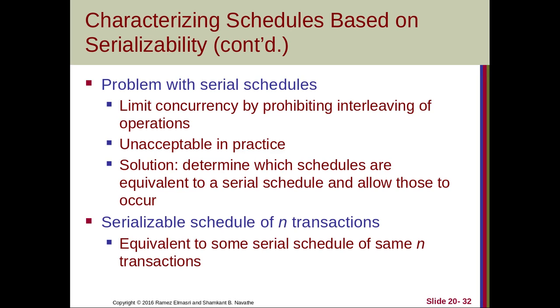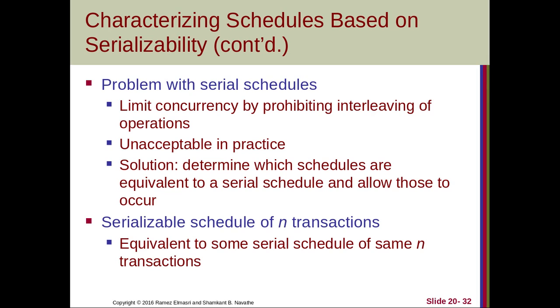Characterizing schedules based on serializability. Problem with serial schedules: they limit concurrency by prohibiting interleaving of operations. That means if you have a serial schedule, for example T1 followed by T2 or T2 followed by T1, there is no concurrency and it prohibits interleaving of operations. It is unacceptable in practice. The solution for this is to determine which schedules are equivalent to a serial schedule and allow those to occur. That means to what extent you can have interleaving of operations: you can have a schedule which is equivalent to a serial schedule.